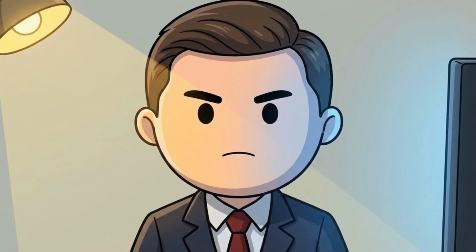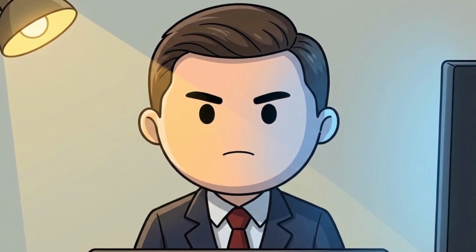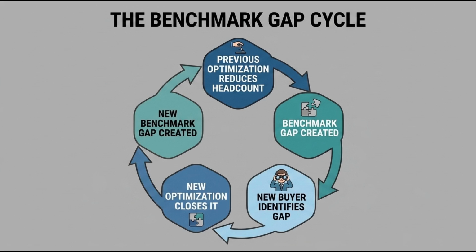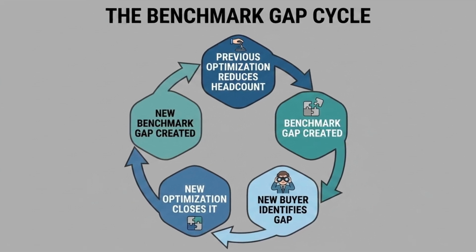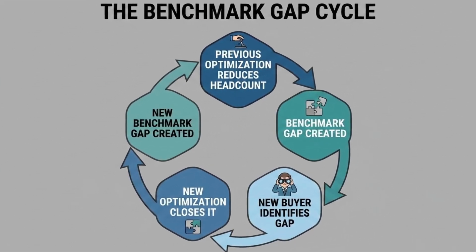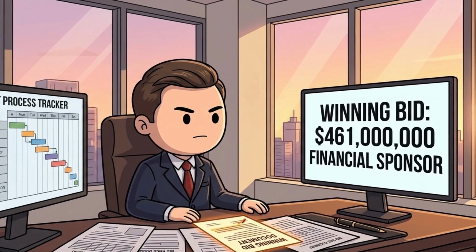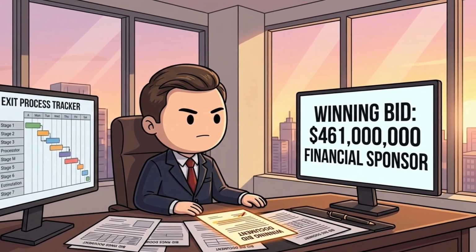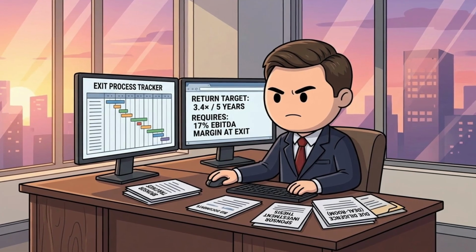The optimization potential identified by the new buyers is the labor that was not eliminated in the previous optimization. The previous optimization created the benchmark gap. The new optimization will close. The winning bid comes from one of the financial sponsors at $461 million, above your team's valuation midpoint.